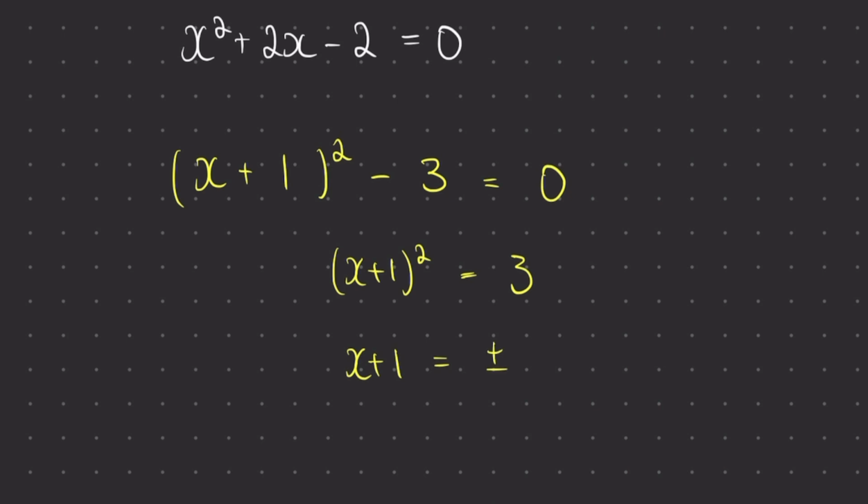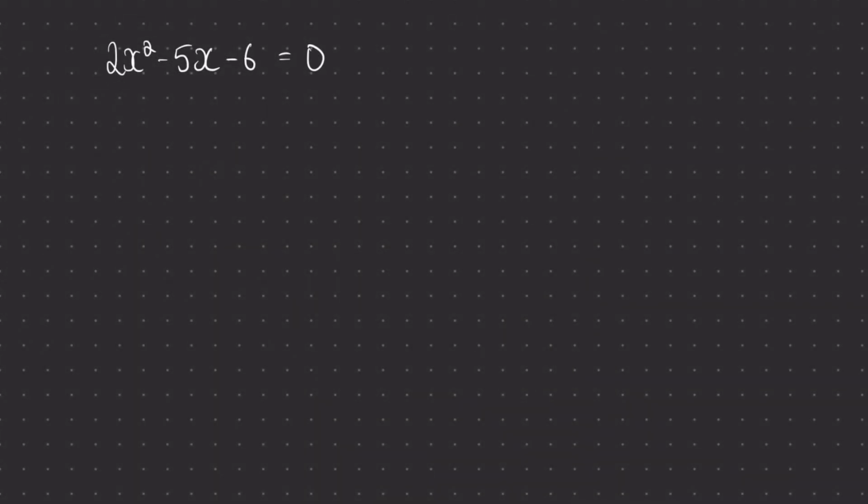And now square root 3, which I'm just going to leave in surd form as root 3. I can then subtract 1 from both sides of the equation, and these will be my two answers, -1 plus root 3 and -1 minus root 3. Let's look at solving this final example together. The first step, when we find the coefficient of x squared is not 1, is to factorize out that number from the x squared term and the x term.